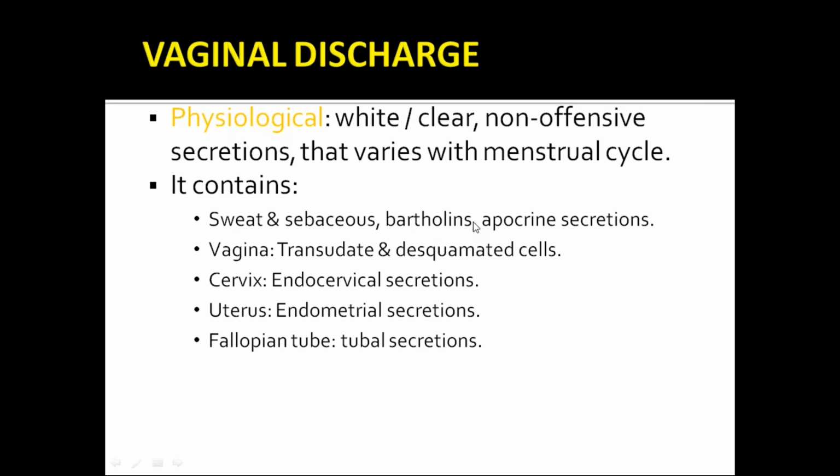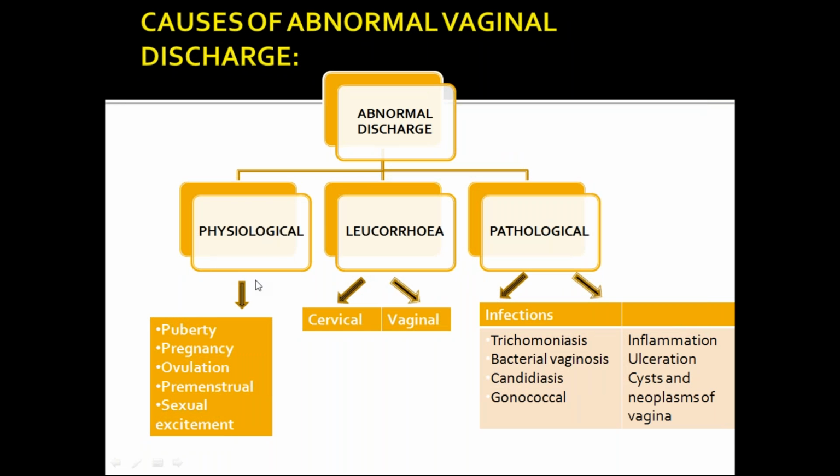It contains sweat and sebaceous glands of the vulva, Bartholin, and apocrine secretions, which are responsible for the odor. And most important is the vaginal transudate and desquamated cells of the cornified layer from the cervix, from the endometrium, and from the tube. So these are the secretions of the normal vaginal discharge. We have finished what is normal. When you know normal, you can know what is abnormal.